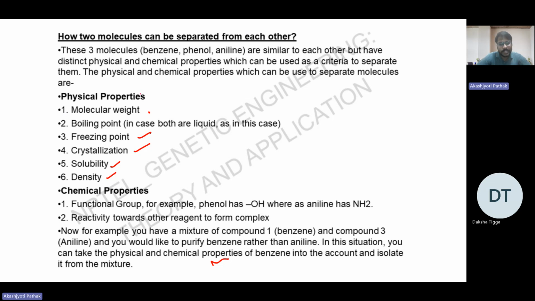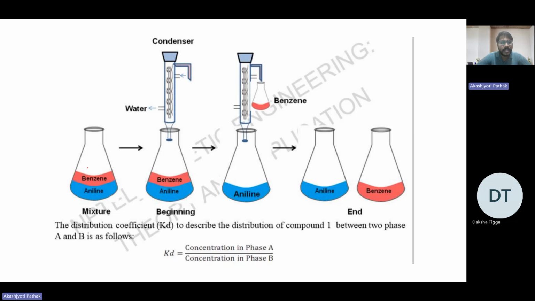You can either utilize the difference in physical properties among these compounds, or you can utilize the difference in chemical properties. For example, if there is a chemical reactant which only reacts with aniline but does not react with phenol, then once this reactant reacts with aniline, it will form a complex and precipitate, and then you can isolate the phenol. Or you can use the different physical properties. Like here in this example, look at this figure. You have a mixture of benzene and aniline, but what is the physical property that is different in benzene and aniline? It is the melting point. The melting point of benzene is much lower compared to aniline.